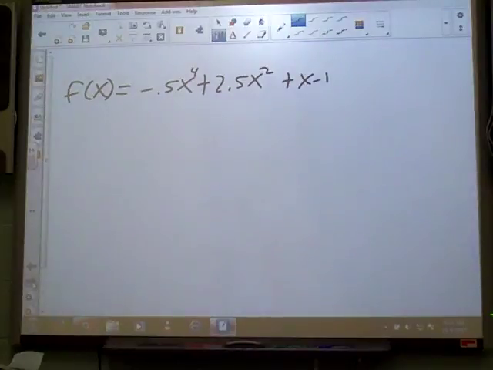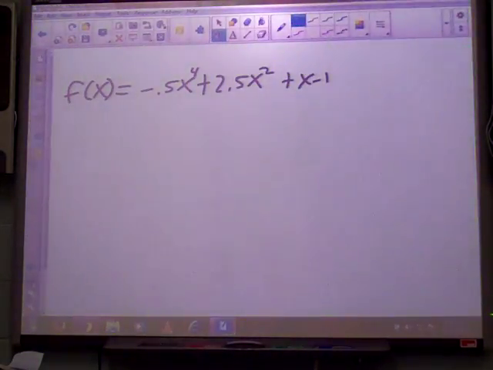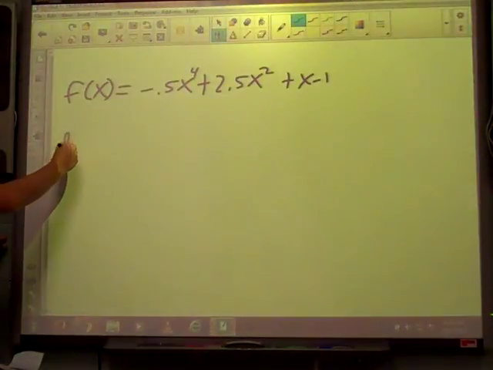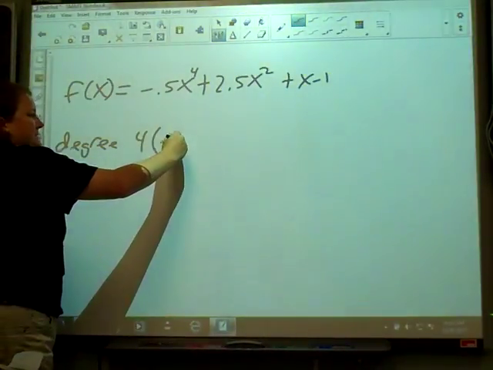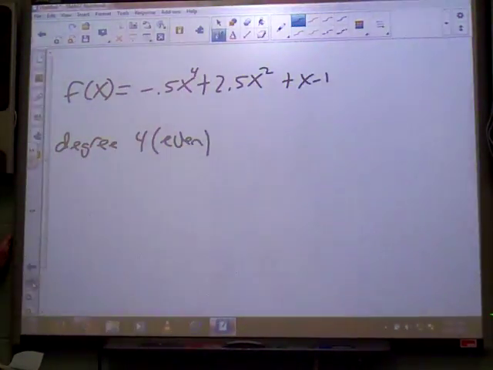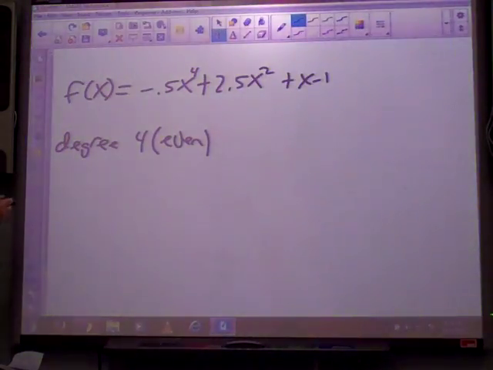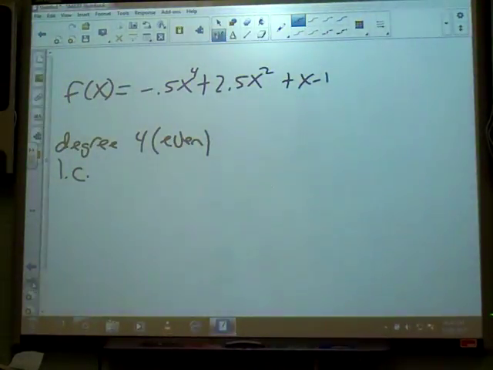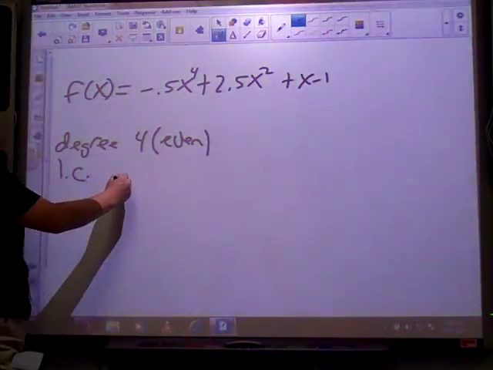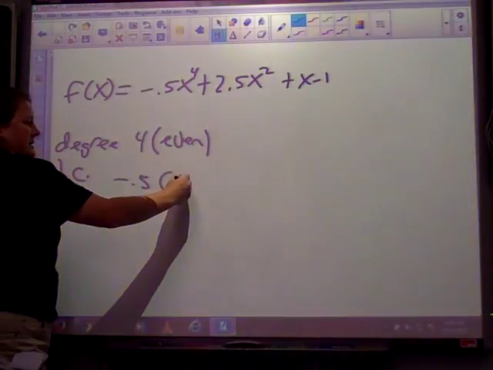So first thing I need to know, well, I need to know two things. First thing is the degree. What's my degree here? 4. The degree is 4, which is an even number. What's my leading coefficient? 0.5. No, negative 0.5, which is a negative number.